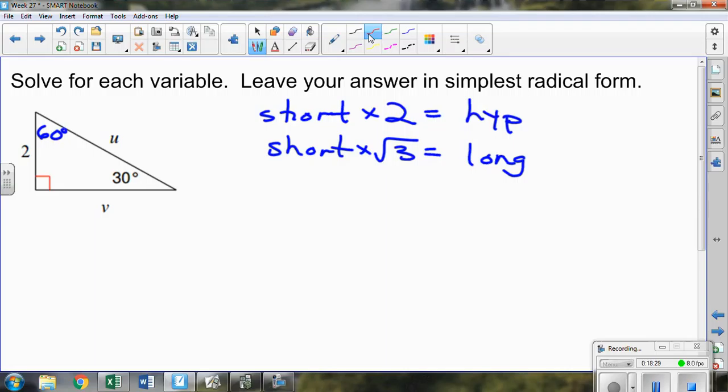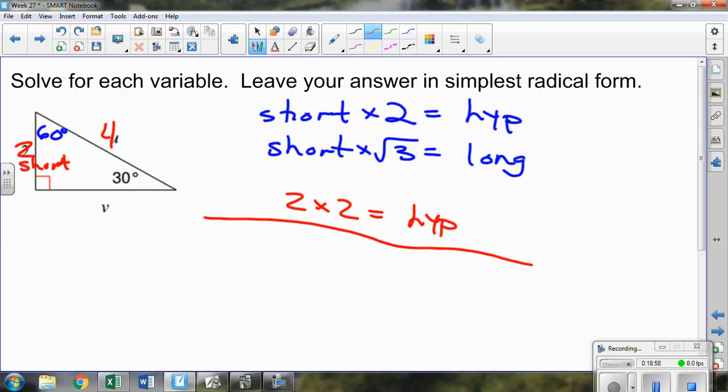So which side do we have to start with? What is this 2? Is it short leg, long leg, or hypotenuse? As the short leg, we'll just plug it in. Short times 2 equals hypotenuse. How big is the hypotenuse? 2 times 2 is 4. Done. We've got the hypotenuse. Let's now go get the long leg. The short leg multiplied by the square root of 3 equals the long leg.